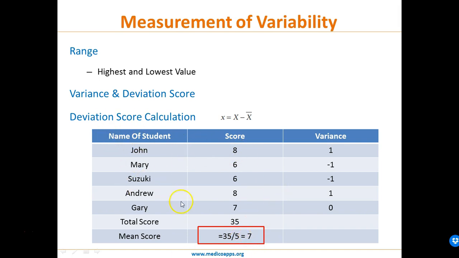To calculate the deviation score, we subtract 7 from each of these observations. So 8 minus 7 is 1, 6 minus 7 is minus 1. So a deviation score can be plus or minus. From this deviation score, we try to derive the variance. Variance is nothing but if we square the deviations and add them up.